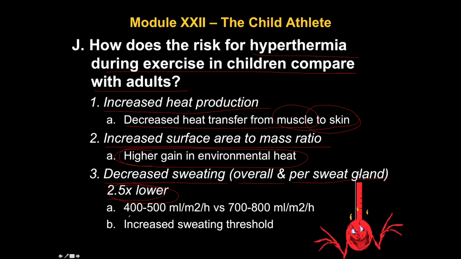As a comparison, as far as sweat is concerned, about 400 to 500 milliliters per meter squared of skin surface area per hour versus the adult, which is about 700 to 800 milliliters per meter squared per hour. So there's an increased sweating threshold for children as well that we need to be aware of. So if the adult is feeling hot, the child is feeling even hotter. So there's a much higher risk for hyperthermia in the child athlete compared with the adult. So we really need to be proactive about monitoring children when they're participating in hot weather, particularly in sports.